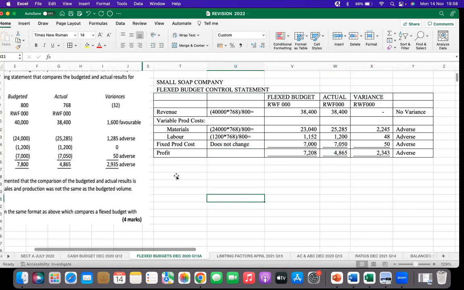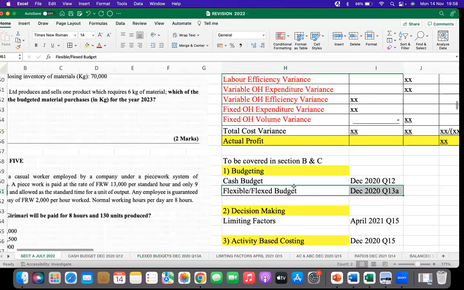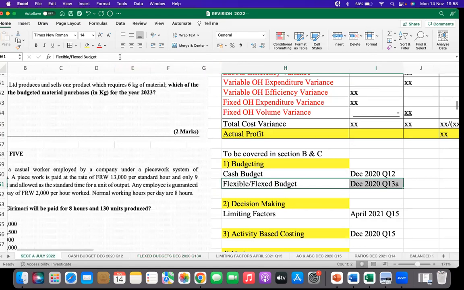So I'm marking what we have covered. I'm also ticking, we have covered flexed budgets. So I'll be marking in red what we have covered.